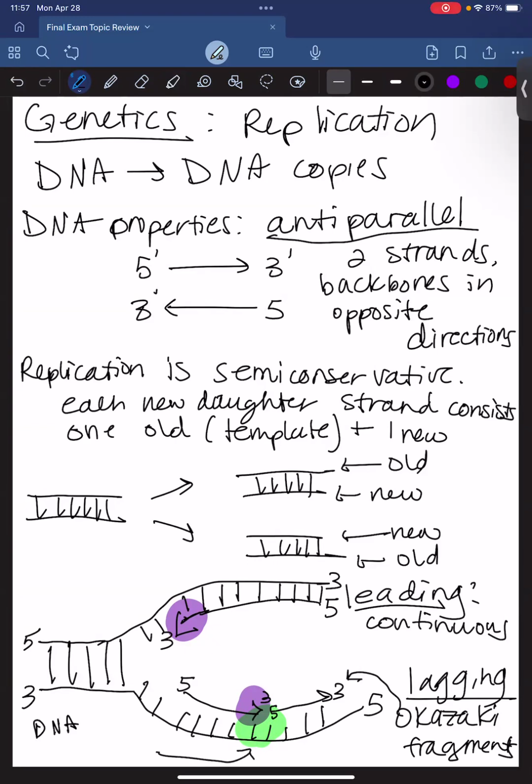DNA ligase joins the fragments. It joins those phosphodiester bonds to make sure that we're making one continuous strand.